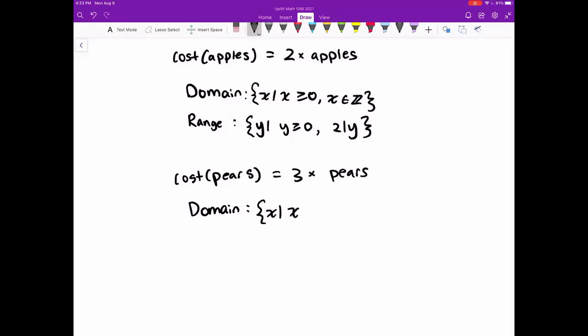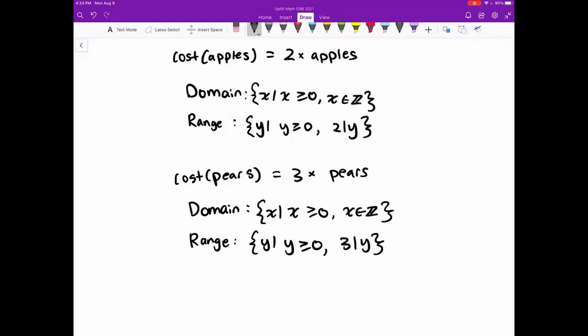Okay. So like the apple one, we can't have negative pears. So the minimum we can have is 0. So x is greater than or equal to 0 and an integer. And for the range, like the apples, we can't have negative dollars. So y has to be greater than or equal to 0. And this time it's $3 per pear, so y is divisible by 3.